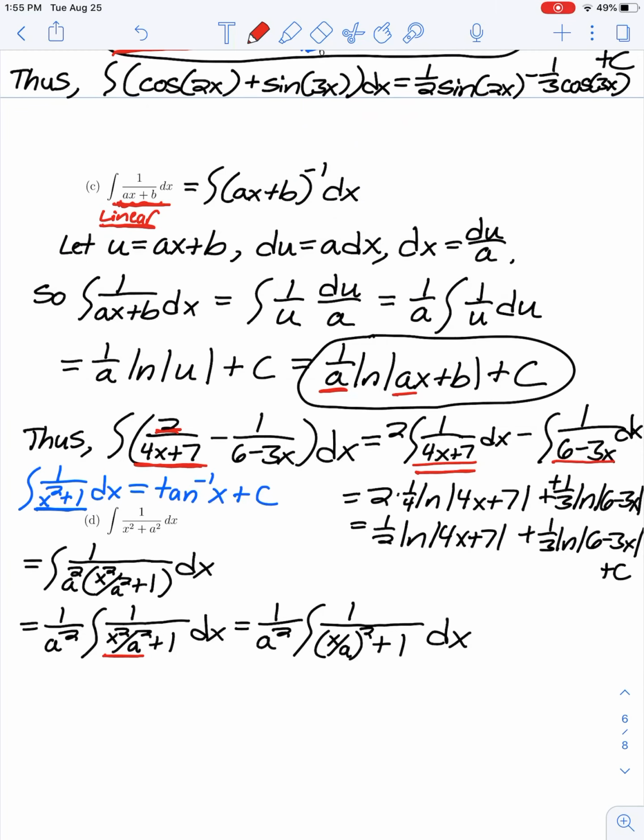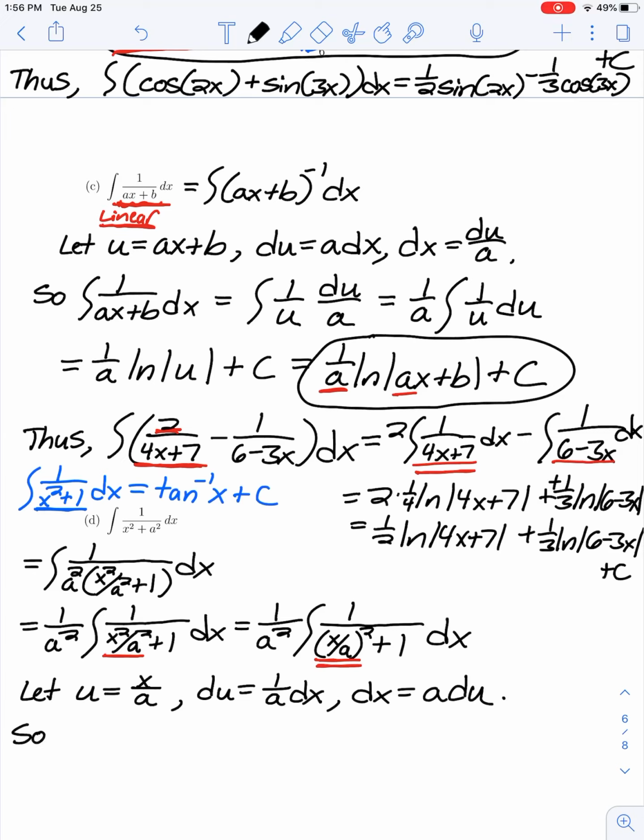So when I get to this stage, I've got a composite function. Notice that my denominator involves the composition x over a quantity squared. So when I see that composite function, I'm going to make use of a substitution. So let me call u x over a, the inner function in my composition. So that du is given by 1 over a dx. And then solving for dx, I would have a times du.